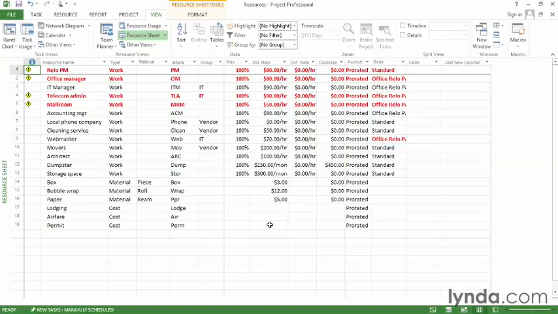When you set up the resources you need in project and then assign them to tasks, the program can calculate when tasks occur, how long they'll take, and how much they'll cost.